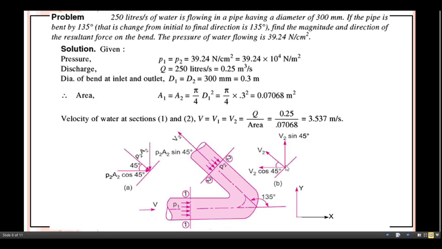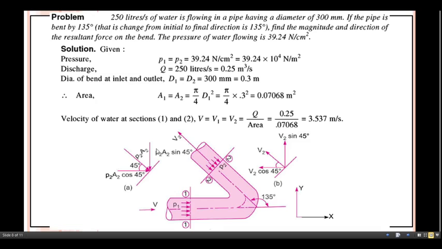Now if you look here, the velocity will be resolved into components. The bend angle is 135 degree, so automatically the remaining angle is 45 degree. Here we can get that angle as 45 degree. The angle made by V2 with the horizontal line is 45 degree. At the same time, this indicates the force P2A2, and corresponding to this we can get P2.